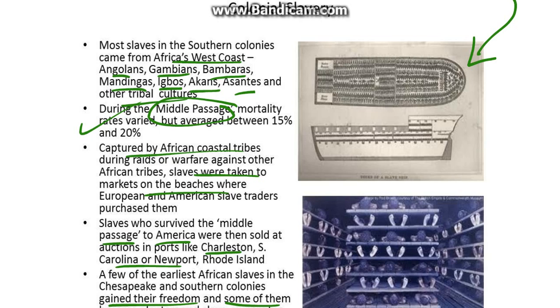This is a picture of a slave ship. Inside, you can see how tightly packed the slaves were in the holding area. This is a clearer picture of how slaves might be transported along a slave ship.